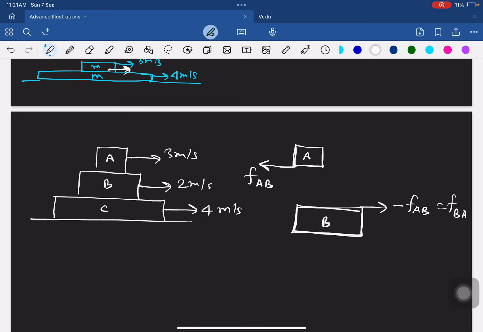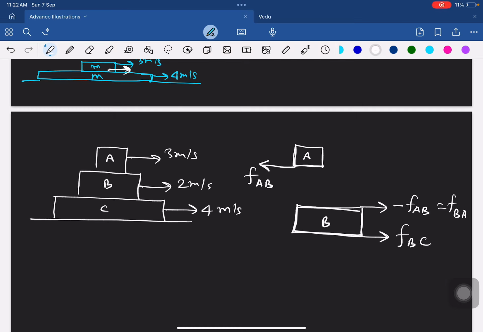Now, because I have to apply it from C, I become C and you become B. I will see that my velocity is 4 meter per second in the rightward direction, and your velocity is 2 meter per second, also in the rightward direction. So your velocity is less than mine, and I will help you increase your velocity. So I have to apply the force in the forward direction, and that will be F on B because of C. That would be the direction of friction force.